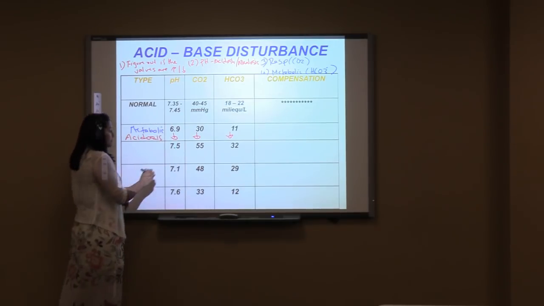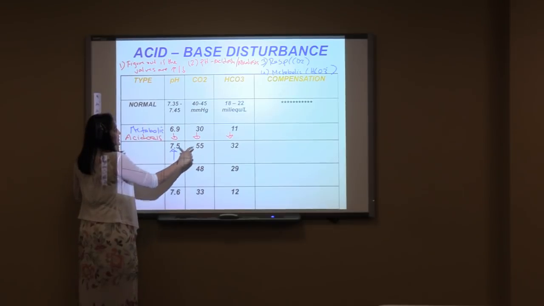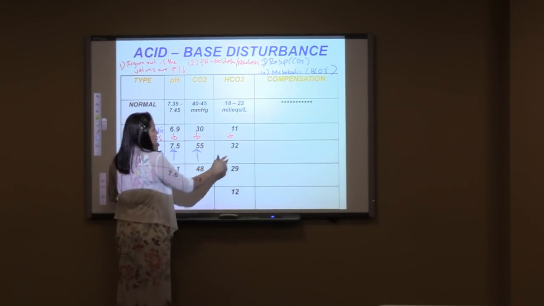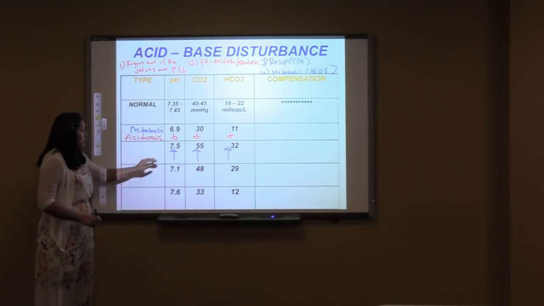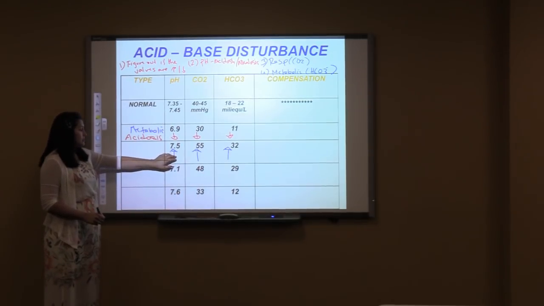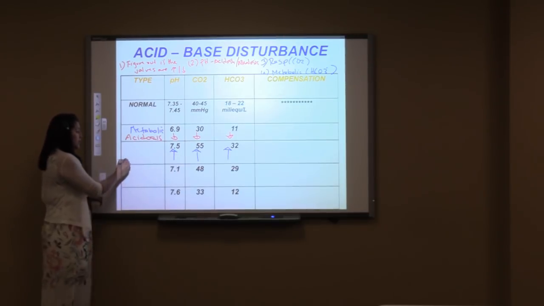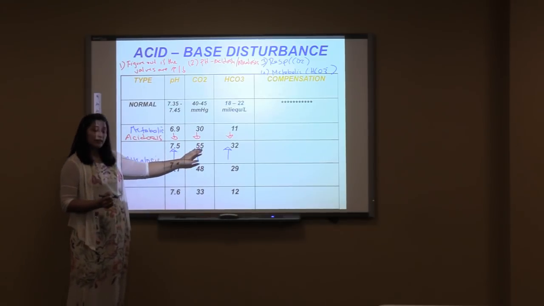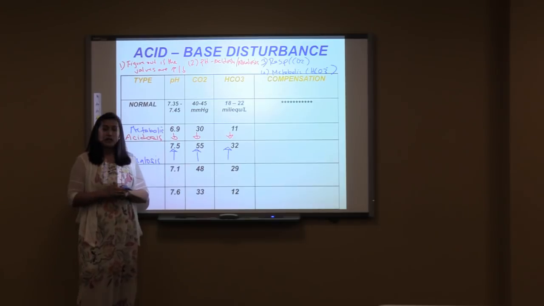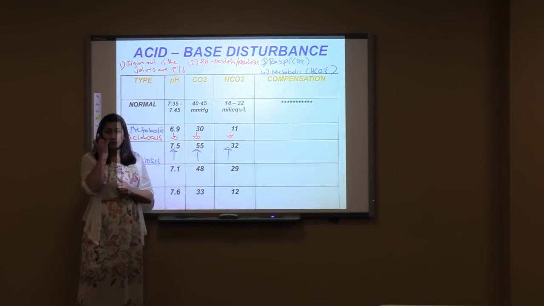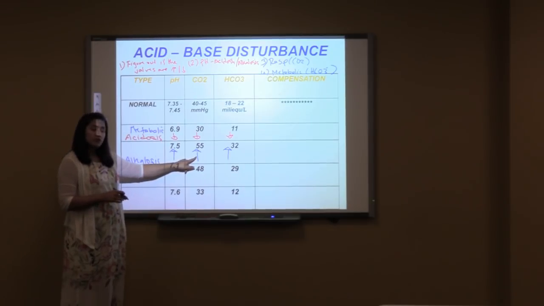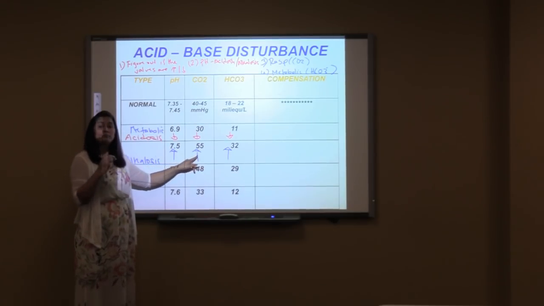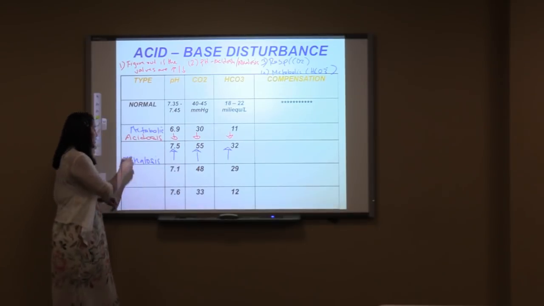This is 7.5, which is increased. This is 55, which is increased. This is 32, which is increased. Next step, I look at the pH. So pH is increased, meaning I'm in alkalosis. Okay. Second step, I always think of the respiratory system. If somebody has respiratory alkalosis, what should the CO2 levels be? If somebody has respiratory alkalosis and CO2 is acid, the CO2 levels should be low. But this person's is not low, it's actually high. So it did not match my prediction, so it's the opposite system. So it's metabolic.